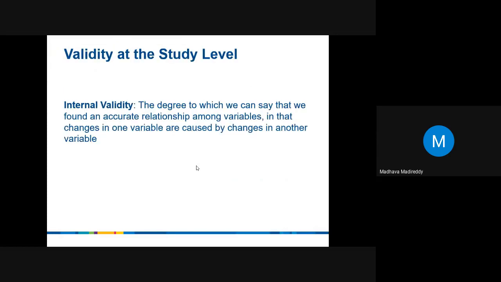So the validity at the study level can be internal validity. It is the degree to which there is an accurate relationship between the variables: if we change one variable, how is the other variable changing? So by establishing internal validity, you are saying if x is increasing, y is increasing. If x is decreasing, y is increasing. Whatever the relationship, we can say that there is a very accurate relationship between two or more variables that we are employing for our study.